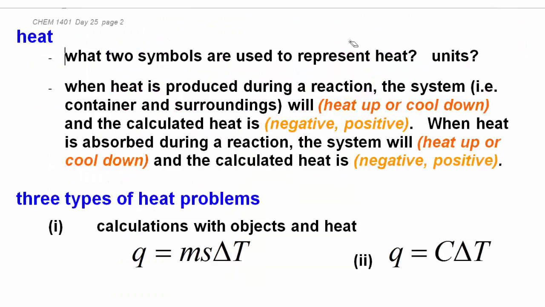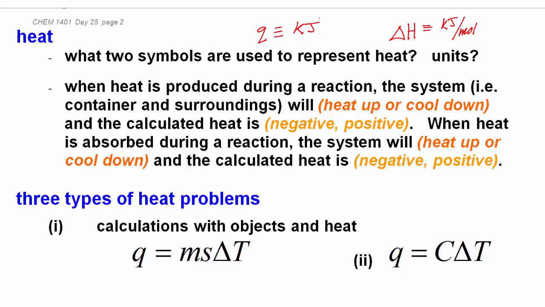Heat. What two symbols are used to represent heat? Well, we know one of them. One of them is enthalpy, H, and its units were kilojoules per mole. A second symbol to represent heat is Q. Now that isn't going to be in kilojoules per mole. That's just kilojoules.